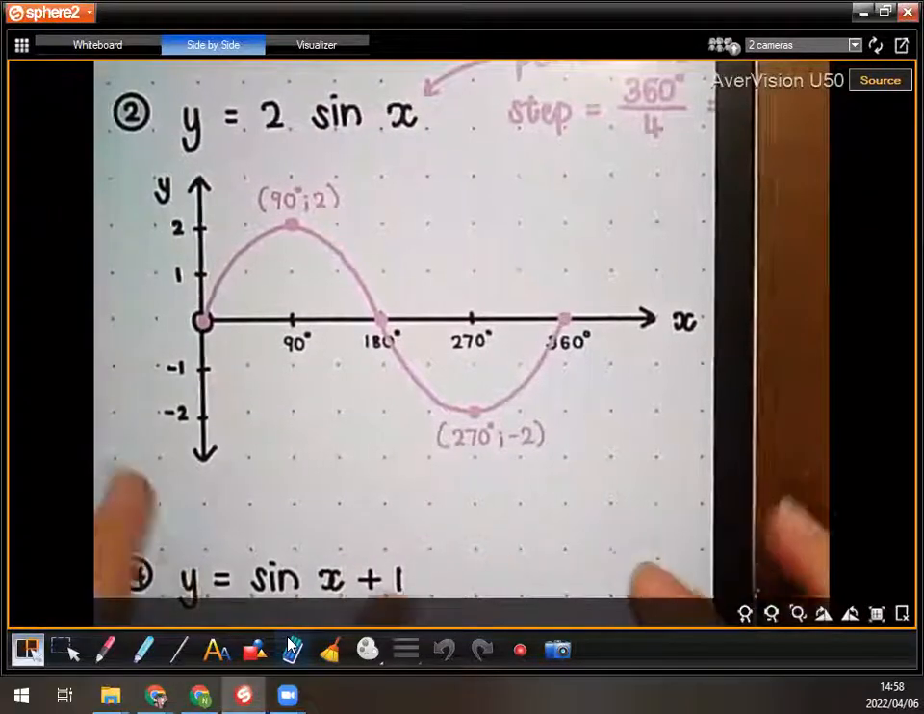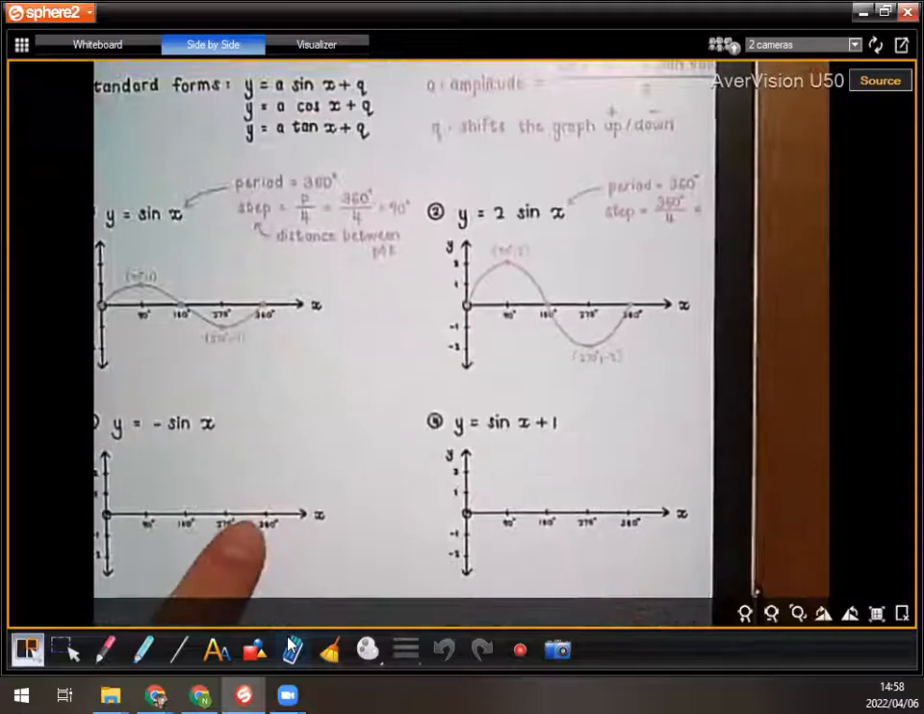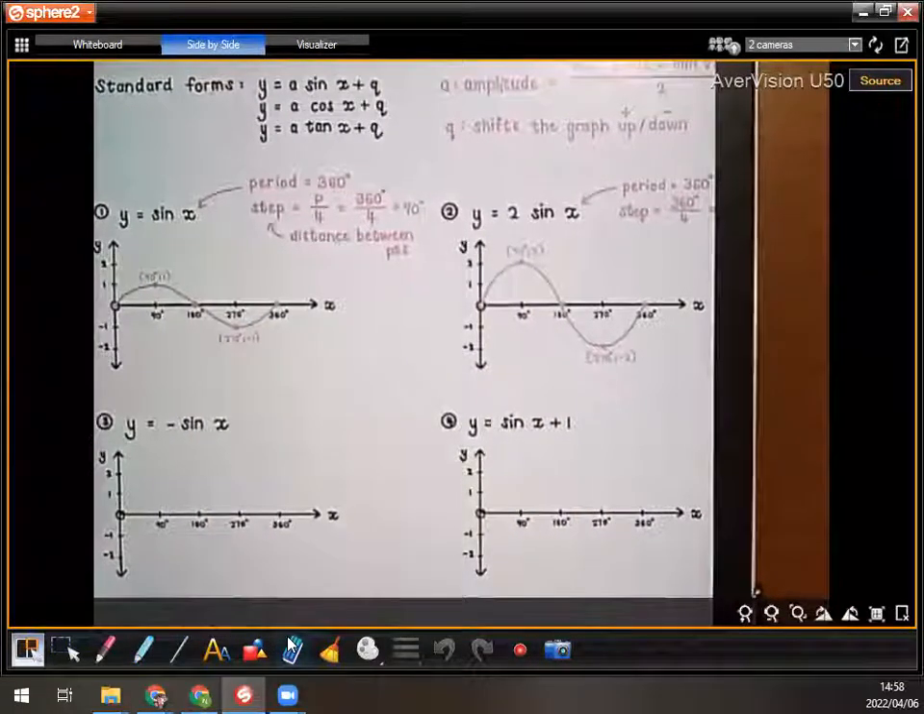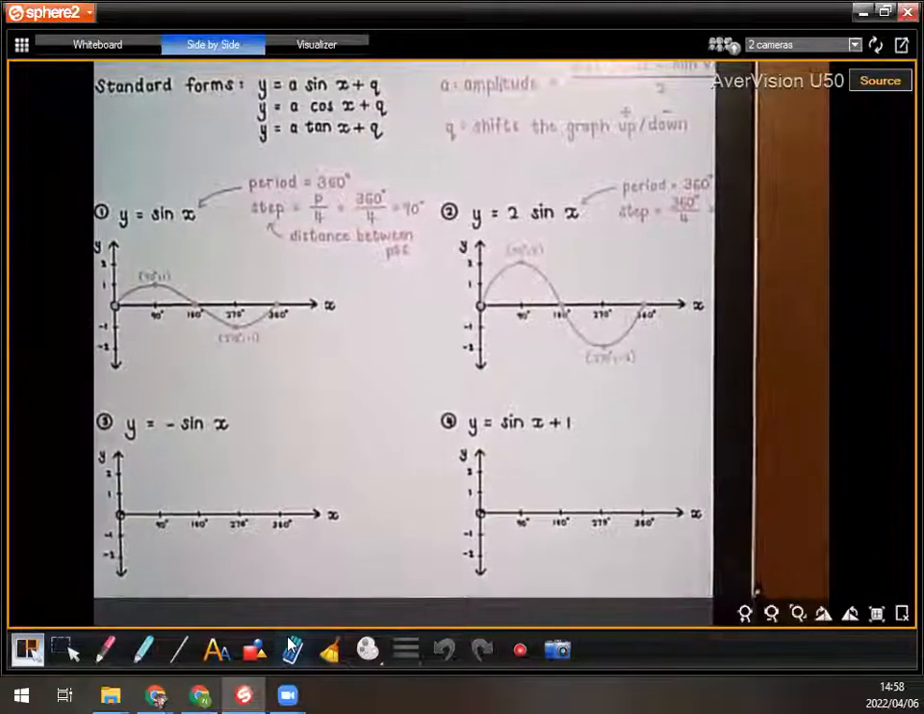Now guys, if we're just comparing these two graphs, do you see what I meant by the A value stretches it? We'll write more notes on it. But here the A value was 1. Here the A value is 2. It's more stretched. Do you see that? It has the same shape, but it's definitely stretched out.